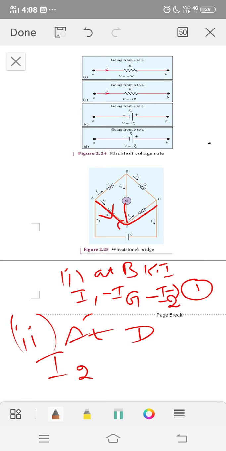And at junction D, the current is splitting in two. One is moving towards the galvanometer. Here it starts entering. Here this is leaving, but at junction E it is entering. Entering means we can consider the plus sign, so we substitute into the equation plus Ig.